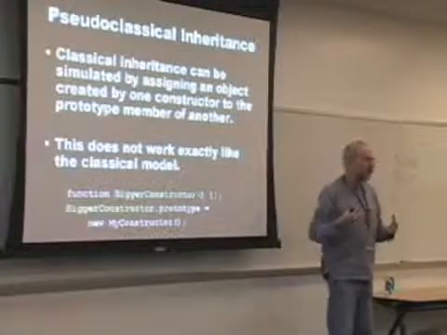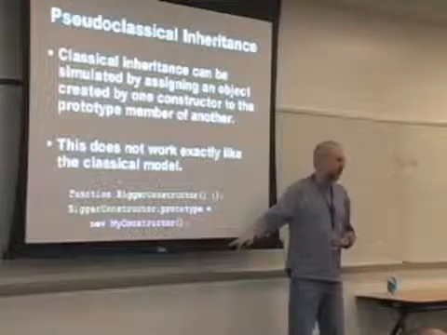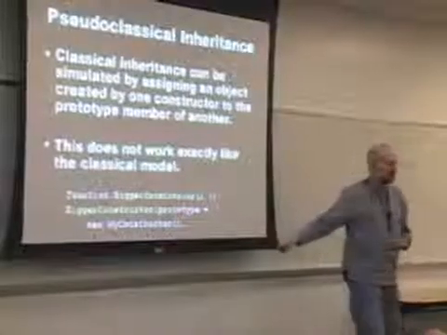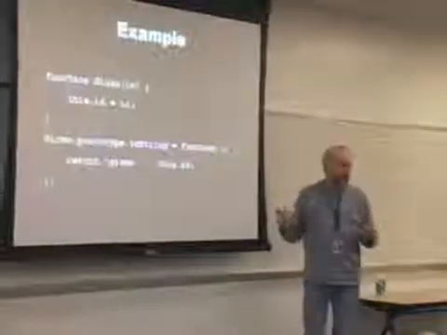We do inheritance by replacing the prototype of one constructor with an instance from another constructor. So if I want bigger constructor to inherit from my constructor, I replace its prototype object with a new instance. This is a really, really bizarre looking notation. This is even stranger than the .prototype stuff that we saw before. So let me give you an example to show how this actually works.